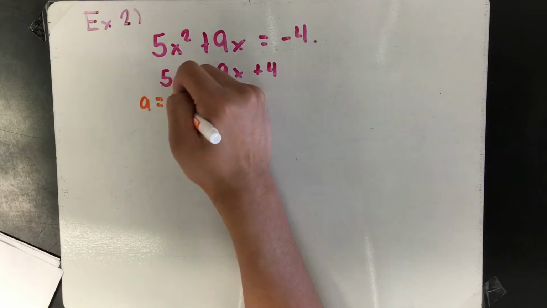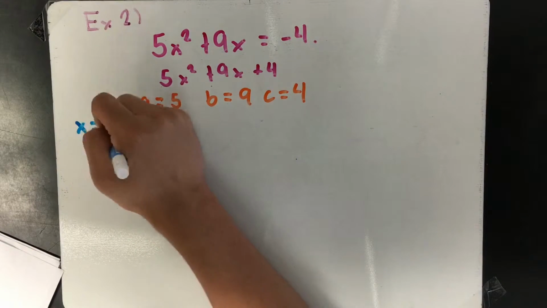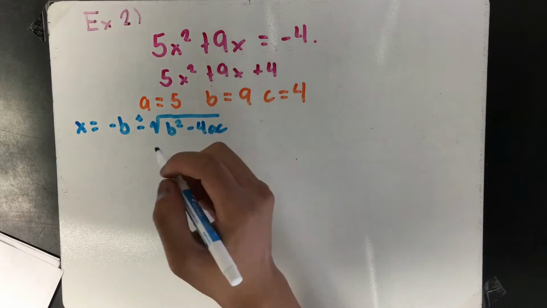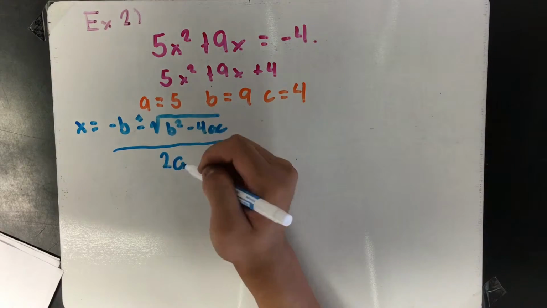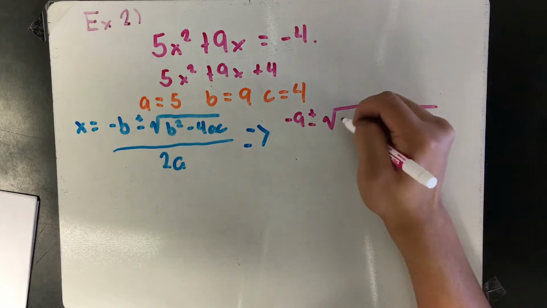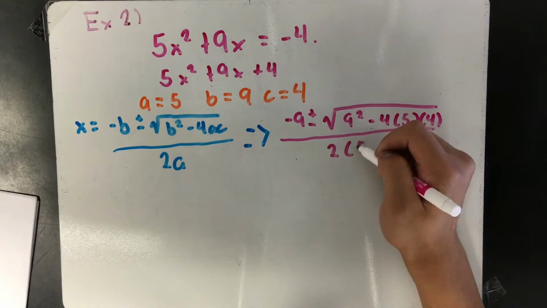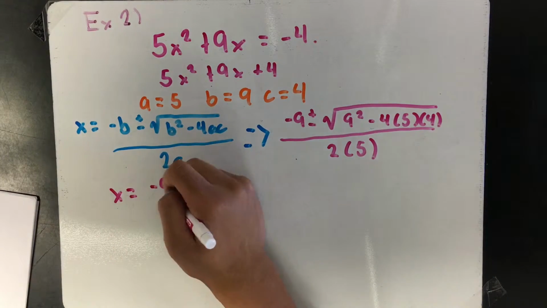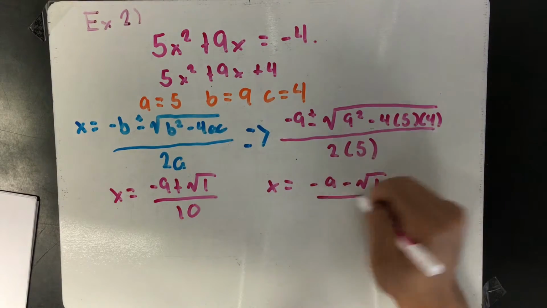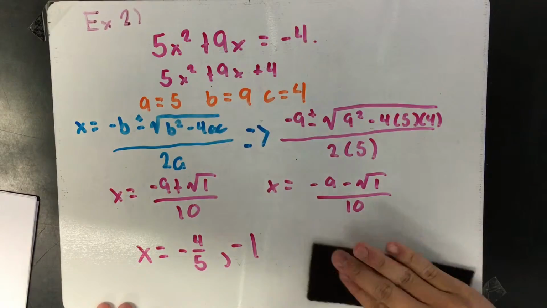First, check if the equation follows the general form of a quadratic equation in order to use the quadratic formula. The equation 5x squared plus 9x plus 4 equals 0 follows the general form where a equals 5, b equals 9, and c equals 4. Now, plug it into the equation. 5x squared plus 9x plus 4 equals 0 when x equals negative 4/5 and x equals negative 1.